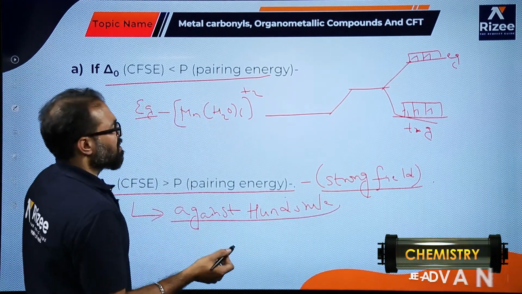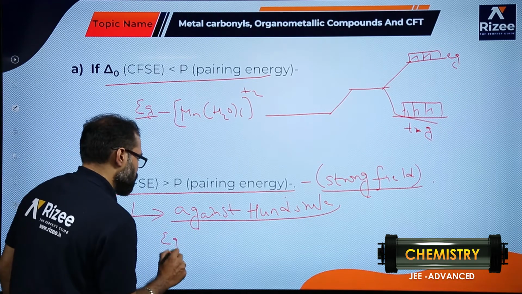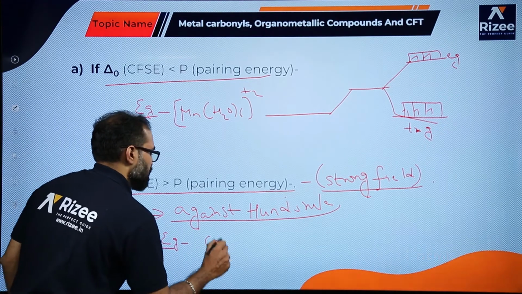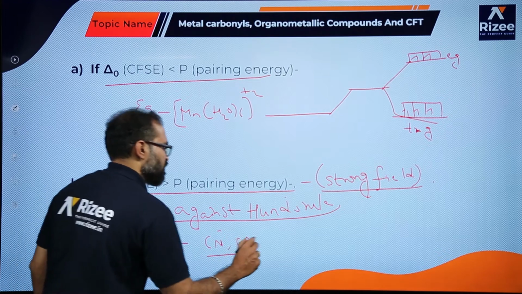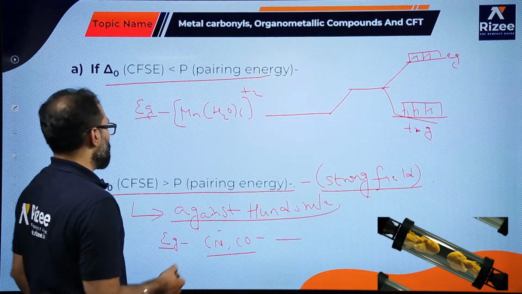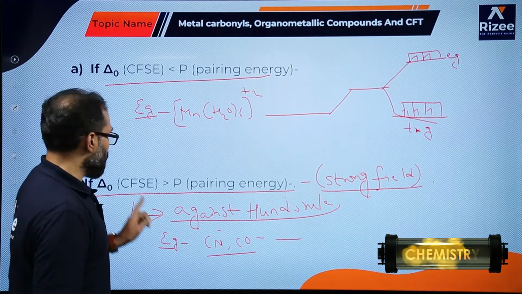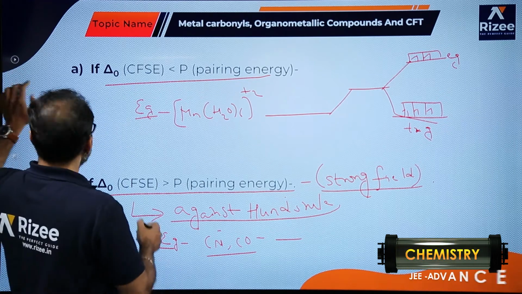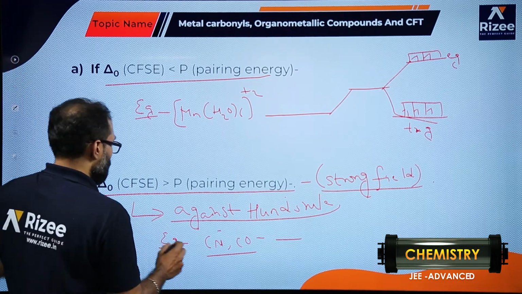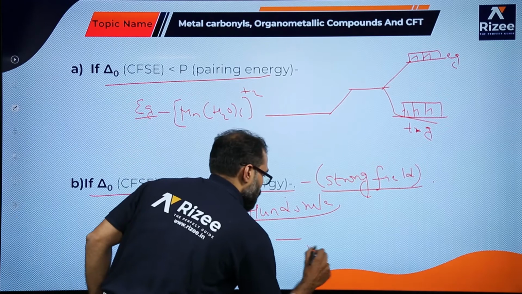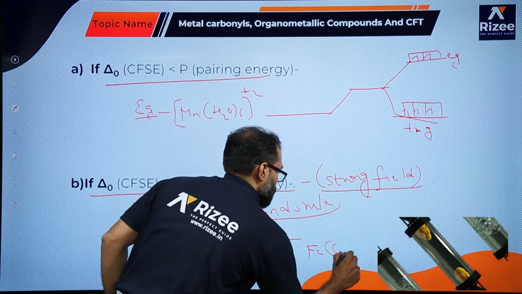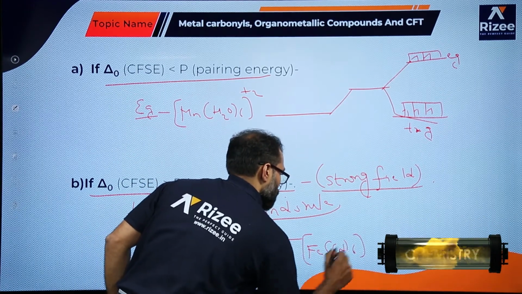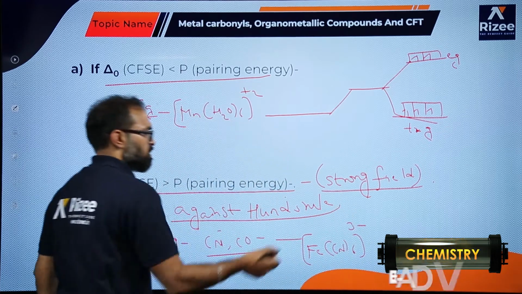Generally, what examples can we take? Ligands like CN minus and CO. If these ligands are present, then this type of pairing will take place. In this case, delta naught is greater than P. We already gave one example, that is Fe(CN)6 3 minus. It is the best example here.